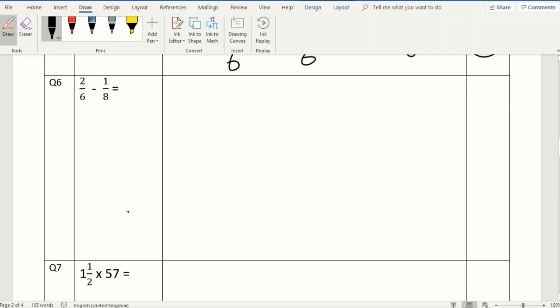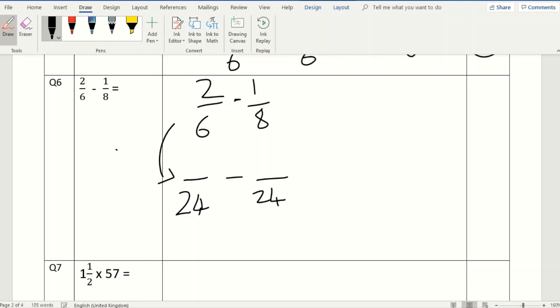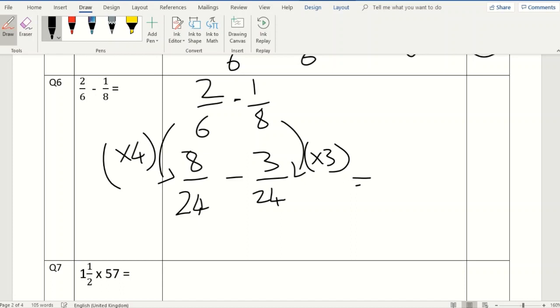Question number 6. 2/6 minus 1/8. Again, different denominators, so we need to make sure that we get the same denominator. The number that both 6 and 8 go into is 24. To get from 6 to 24, we multiply it by 4. So 2 times by 4 is 8. To get from 8 to 24, we multiply it by 3. Therefore, 1 times by 3 is 3. Same denominators allow us to subtract the numerators. 8 minus 3 is 5/24. And that is our final answer.